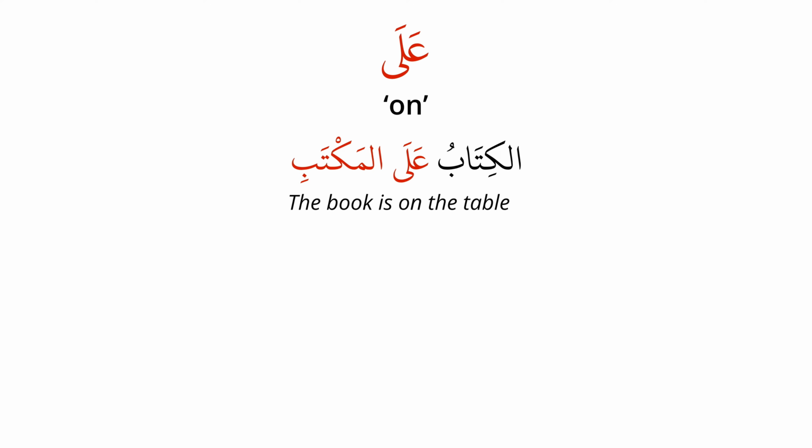Number 4 is ala, which means on. For example, al-kitabu ala al-maktabi, the book is on the table. In the genitive phrase ala al-maktabi, ala is harfu jar and al-maktab is ismun majrur, meaning a noun in the genitive case, which is indicated by kasrah below its ending letter.